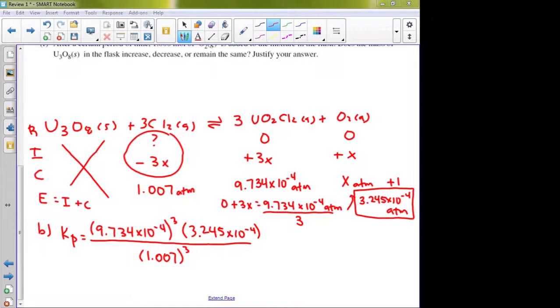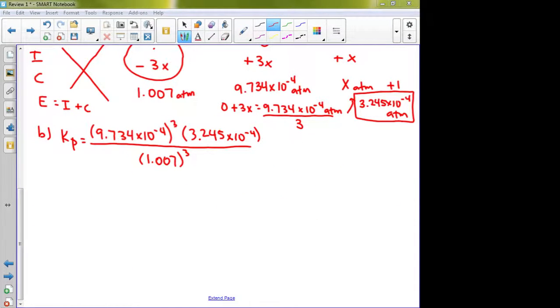Does this make sense? All right. So the answer is 2.931 times 10 to the negative 13. You would have gotten 1 point for just plugging in the stuff correctly and 1 point for getting the answer.